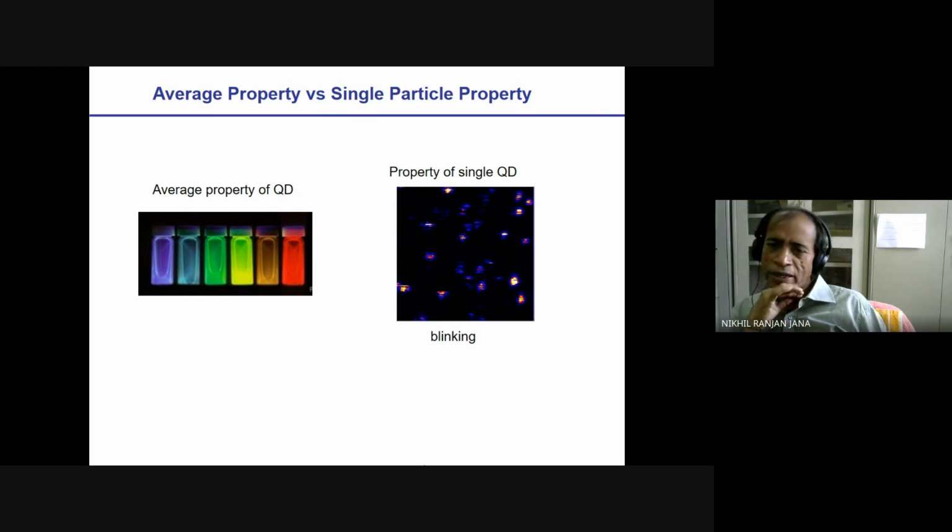The impact is that sometimes we make mistakes if we think everything based on average properties, particularly in biology. Enzymes and macromolecules work as single molecules, and we have to understand their properties at the single molecule level.